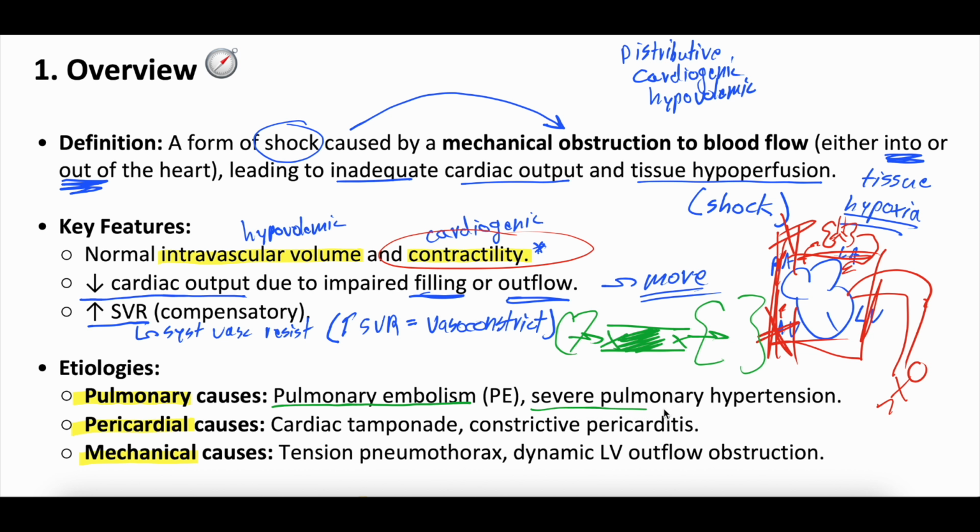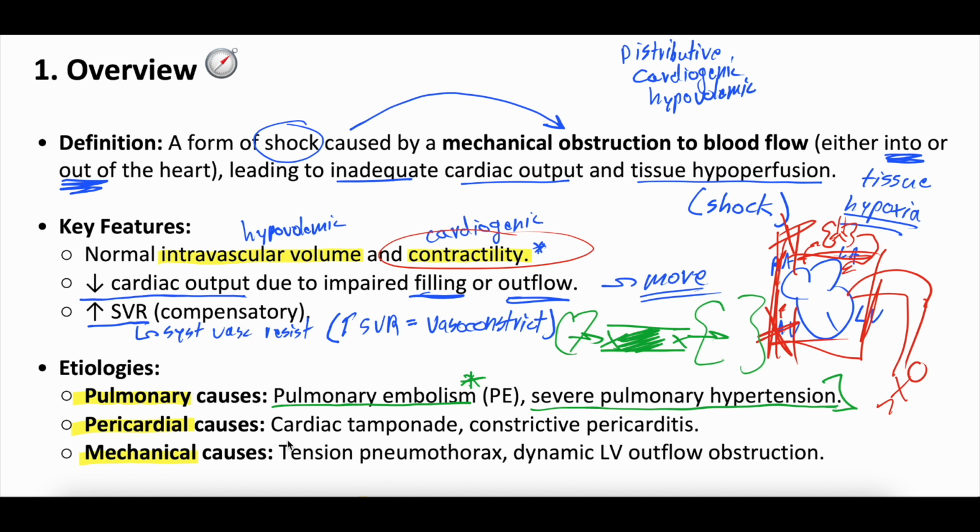This causes severe pulmonary hypertension, but pulmonary hypertension at its most severe can cause a form of obstructive shock as well. We get a little bit into the gray here because one could suggest that severe pulmonary hypertension causes cardiogenic shock, particularly right-sided cardiogenic shock. But again, that's a little bit into the weeds for this discussion. So pulmonary causes, massive pulmonary embolism is a classic one.